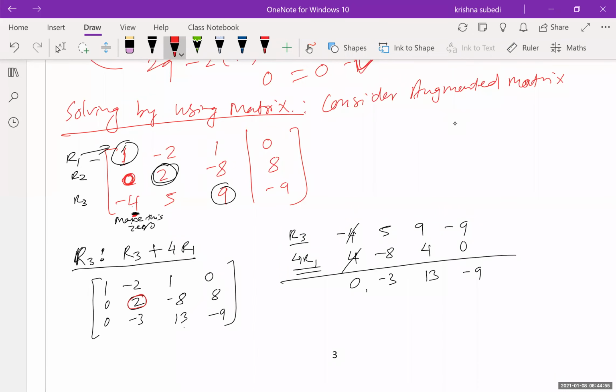Now, anything below that, in the second row, second column, this guy will be your leader, and anything below this, try to make it 0. You can make above also 0, but that's not important. Making below 0 is important.